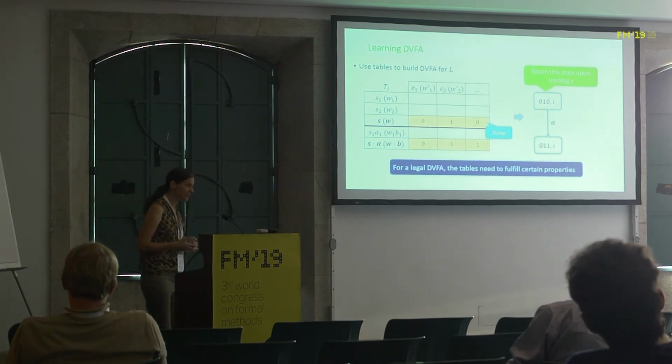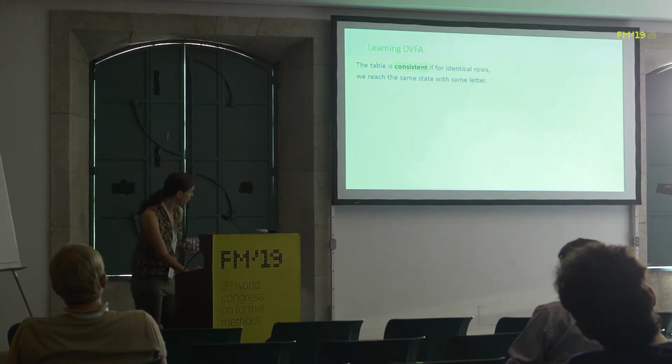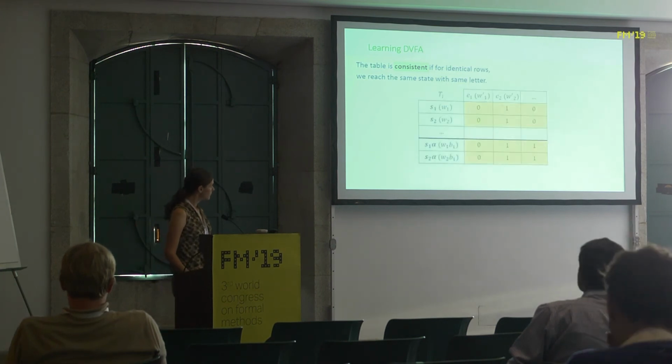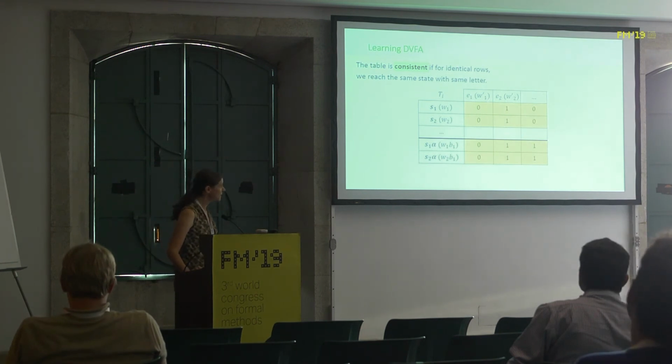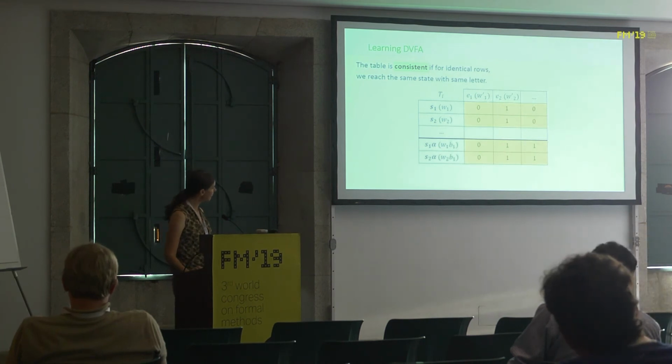Now, to form a legal DVFA, the tables have to fulfill certain properties. So we can do that and get a legal ordered DVFA. So this is equivalent to the Lstar. We call the table consistent if for two identical rows we reach the same state by reading the same letter. So S1 and S2 have the same rows, and so we require that if we read some alpha from S1 and S2, we reach the same row. Okay, so this is an example of consistency. So 0, 1, 0, reading alpha, we reach 0, 1, 1 for both cases.